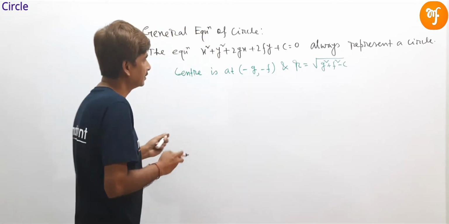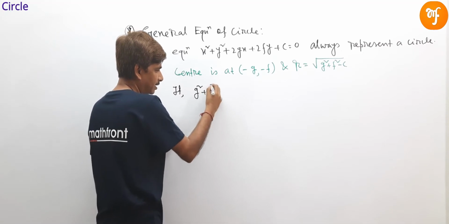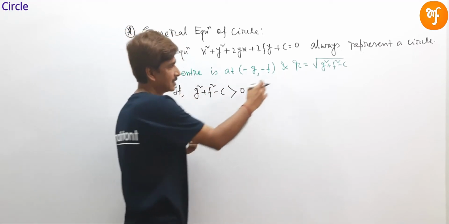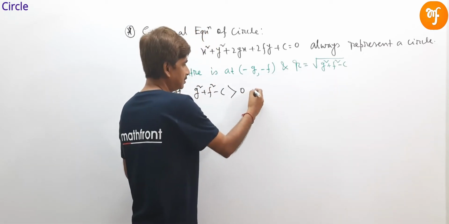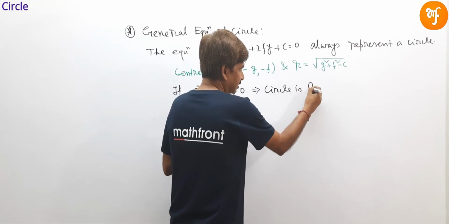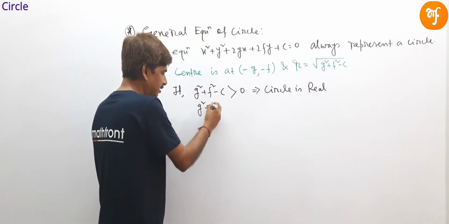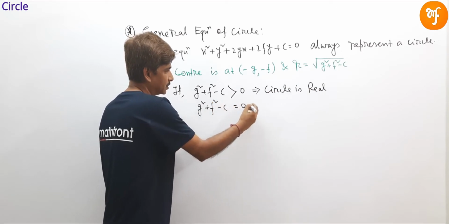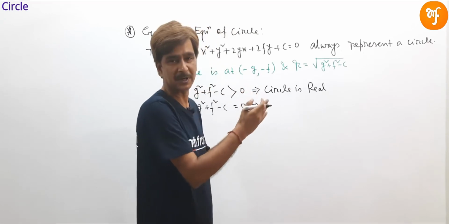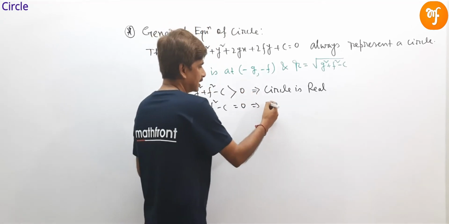So write down, if g square plus f square minus c is greater than 0, it means the radius has a real value. So in that case, the circle is real. Okay. If g square plus f square minus c is equal to 0, at that time the radius becomes 0. So when the radius becomes 0, then the circle represents a point. So the circle is a point circle.